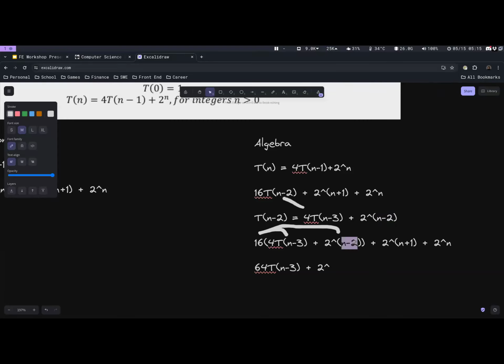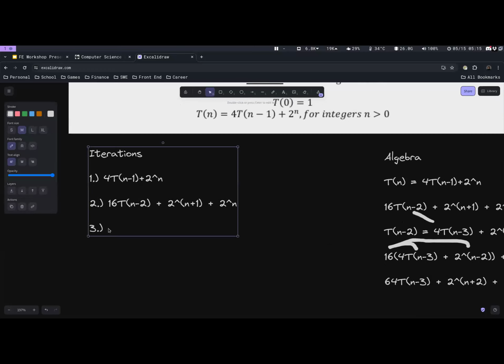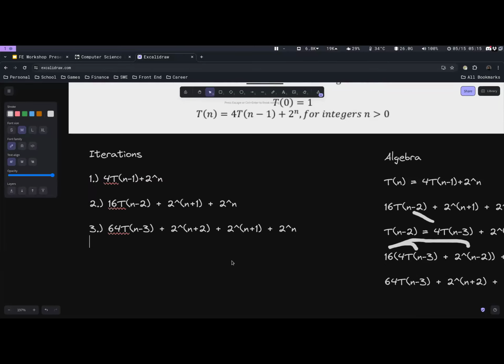And then this is carried down, right? So it's 2 to the n minus 2 times 2 to the 4, which is n minus 2 plus 4, which is just 2 to the n plus 2. Okay? Plus 2 to the n plus 1 plus 2 to the n. Okay. That is our official third iteration. Now we have to do one more.